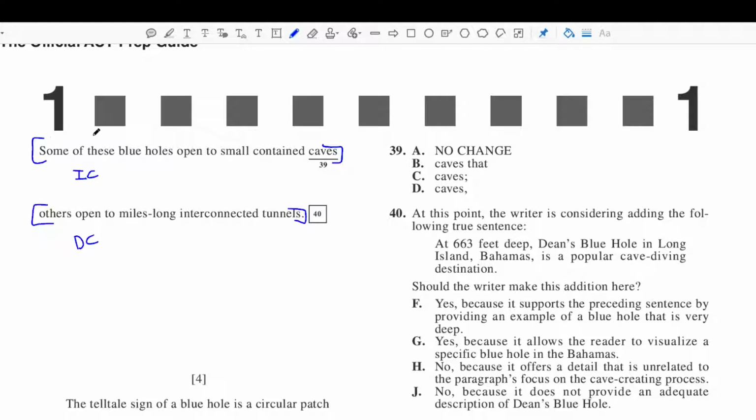So if I said, "while some of these blue holes open to small contained caves," okay, that wouldn't be a complete thought. That would be a dependent clause. But that's not the way it's written. Now this bottom one down here is also an independent clause, and this is what you want to memorize. What do we do in between two complete thoughts? Well, we have three options.